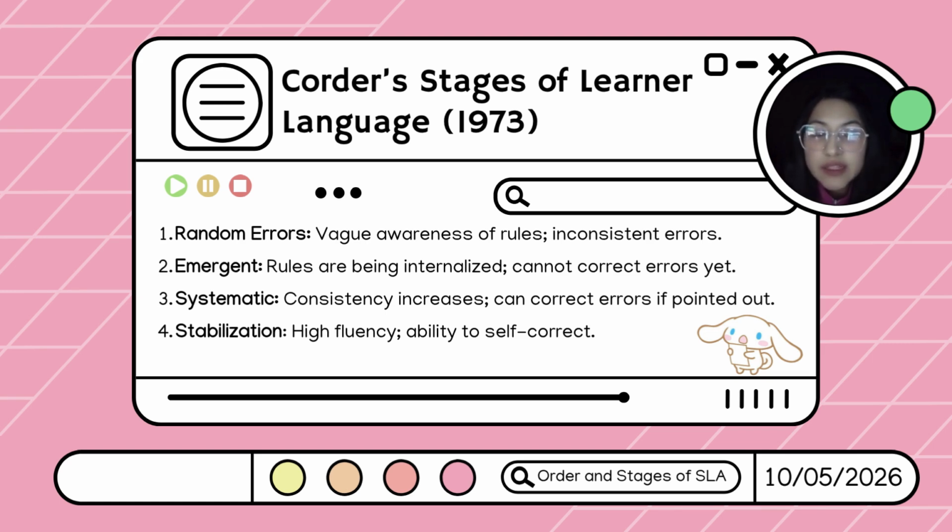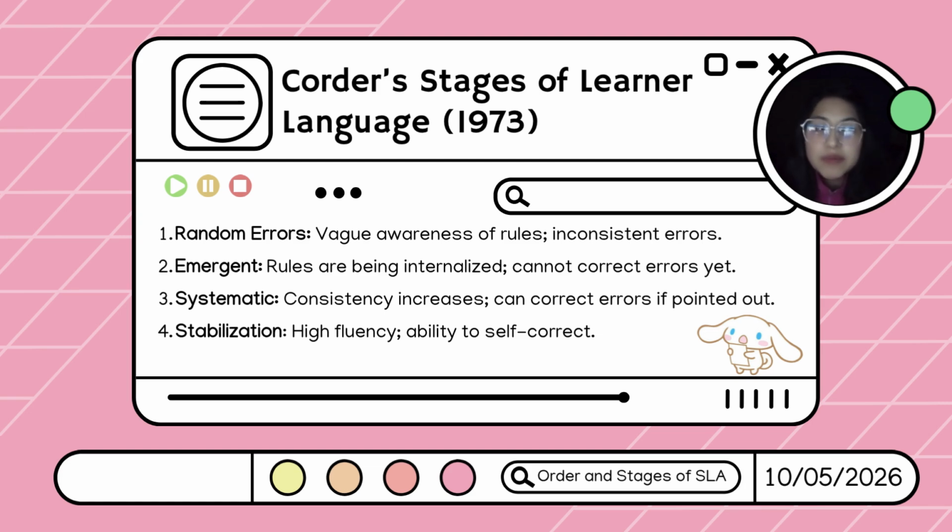The third one is systematic. The learner is more consistent and is now able to correct errors if someone identifies them. And finally, stabilization or post-systematic. The learner has mastered the system and has the ability to self-correct their own speech.